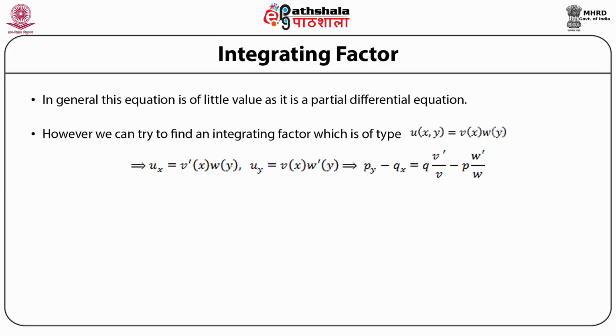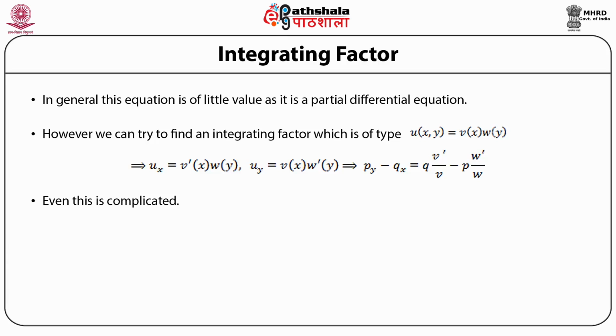So let u of x,y be equal to v of x times w of y. This implies u_x is equal to v prime of x times w of y. Similarly, u_y is equal to v of x times w prime of y. Thus, the exactness condition becomes p_y minus q_x is equal to q times v prime divided by v minus p times w prime divided by w. The situation is even now rather complicated.